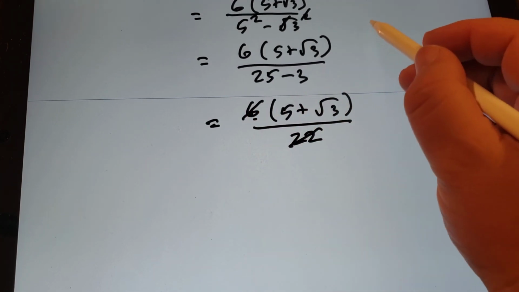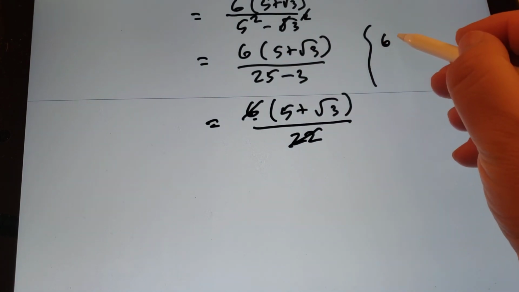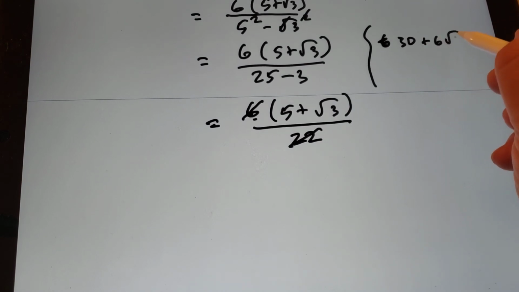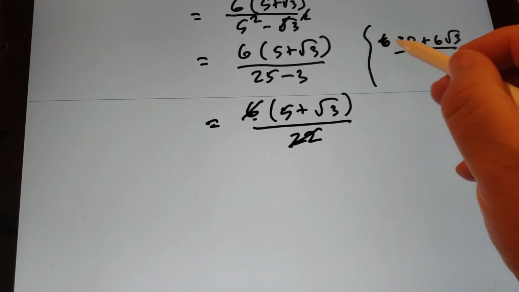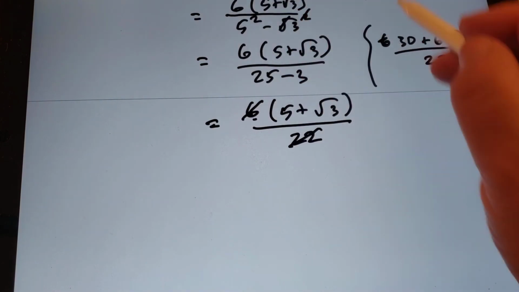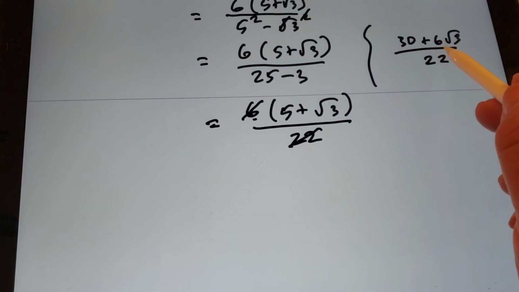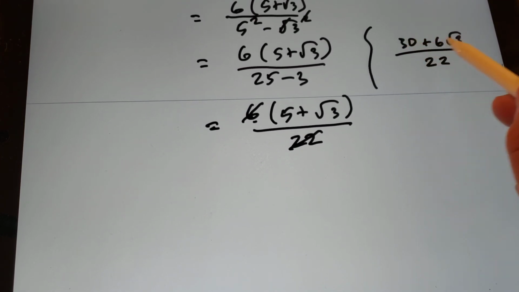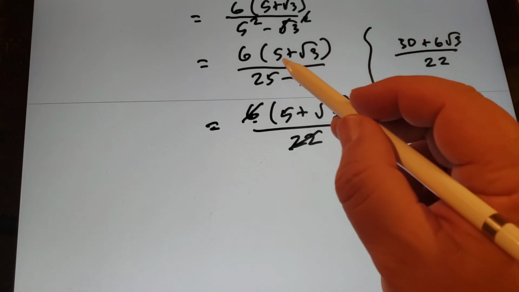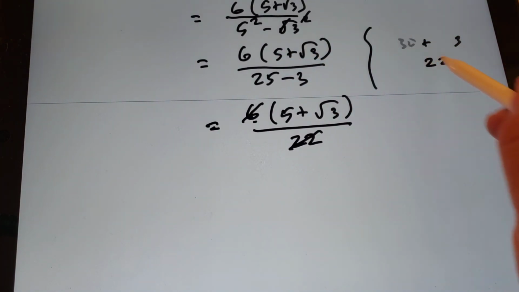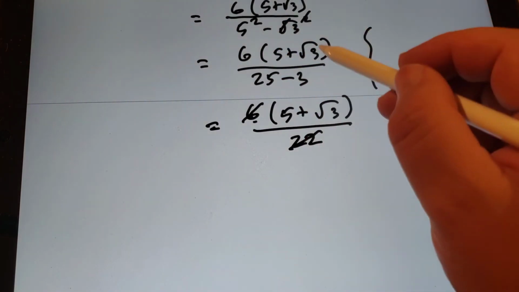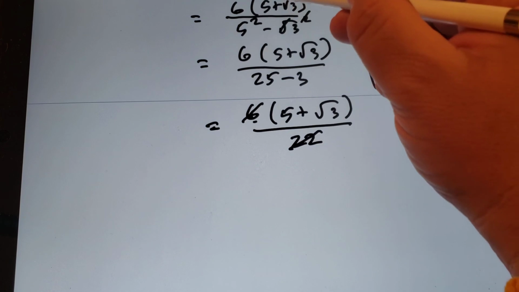If I had chosen to multiply this out and add, 30 plus 6 rad 3 over 22, you know what I would have had to do? I just would have had to go ahead and factor, because I can't cancel here. For example, I can't cancel that 30 with that 22 because that 30 is not multiplied by everything else on the line, right? So this wasn't even something I wanted to do, to multiply it out. No, I wanted it factored, so I left it factored.